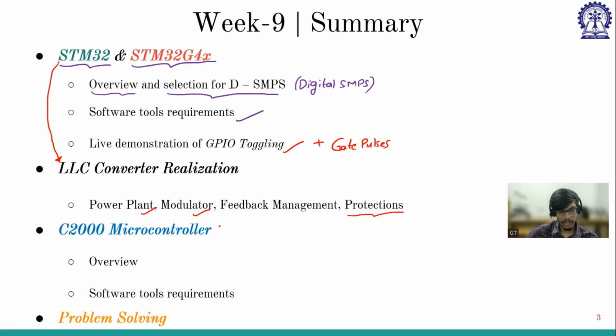And then we went into the Texas Instruments microcontroller, the C2000. We saw how many ADC comparators it has, the different clock frequencies, the different families of C2000 microcontrollers and their differences. We also saw what software tools TI offers and what is necessary to dump the code into the C2000 microcontroller. All these things we have seen, and we have solved a few problems, two problems.